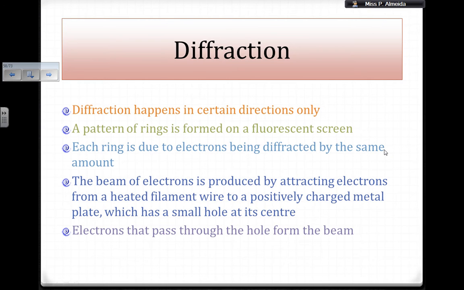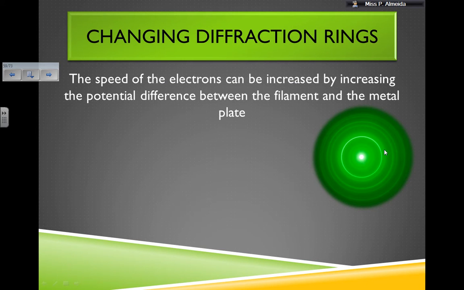Now, how can I change my diffraction rings? There is a way. So, this is again the diffraction ring. This is a real image, okay? So I have, as you can see here, several rings. They are not all equally spaced. Some are brighter than others, but each ring was made of electrons that were diffracted by the same amount, okay?